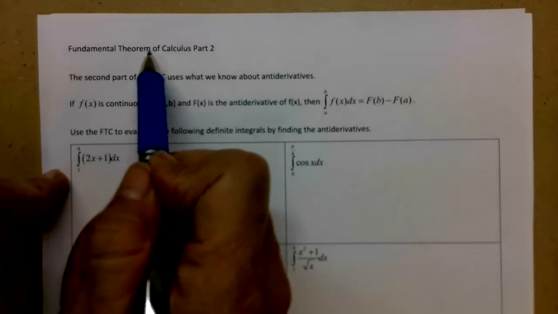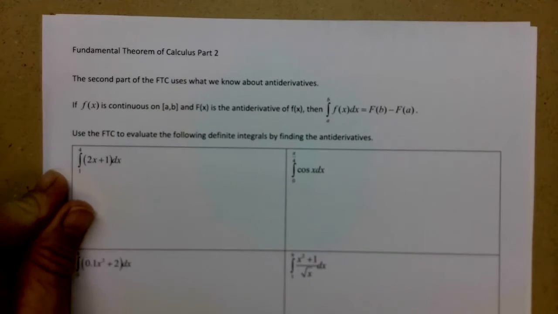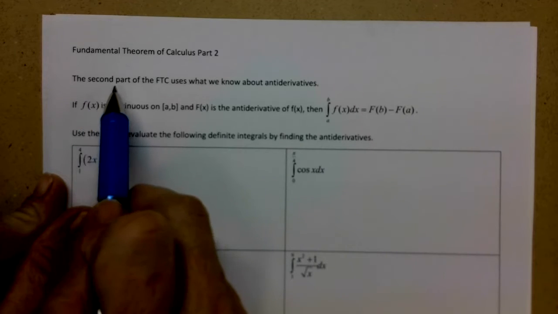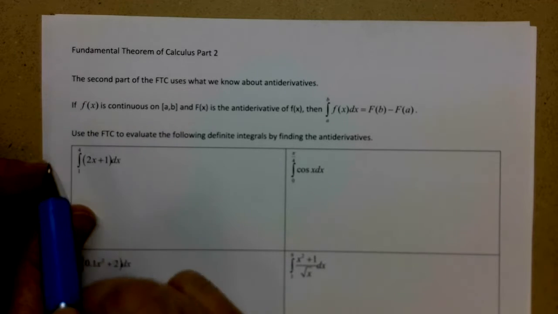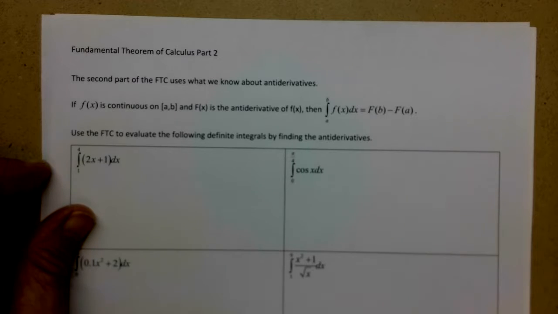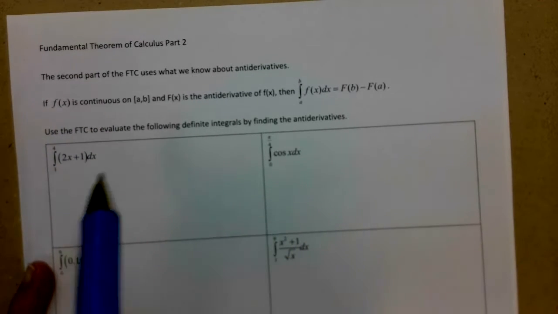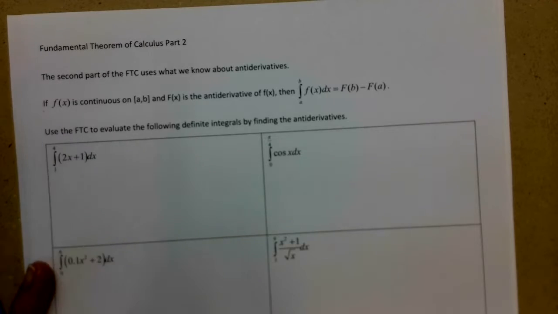So the Fundamental Theorem of Calculus Part 2 is the part that we typically use in Calc 2. What it does is it's going to take what we know about antiderivatives and use that to evaluate definite integrals. Okay, so here's how it works.